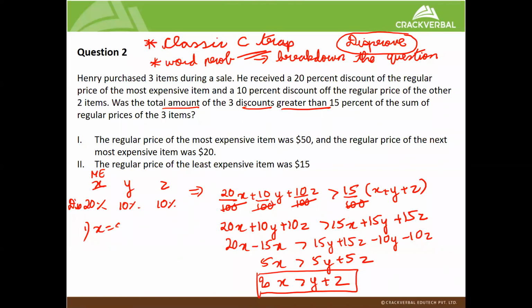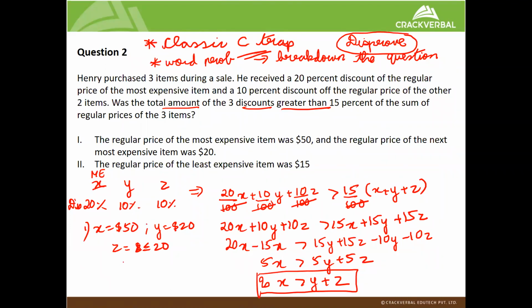So X is equal to $50. And the regular price of the next most expensive item was $20. So Y is $20. And remember, I know the first statement doesn't give me Z, but Z has to be the least expensive item. And if Z has to qualify as the least expensive item, it has to be either equal to 20 or lesser than 20, right?